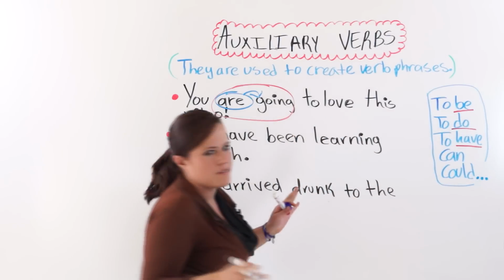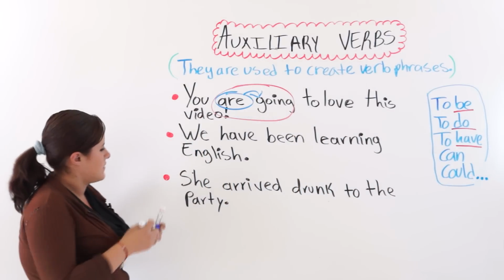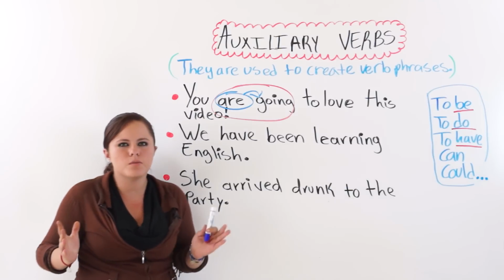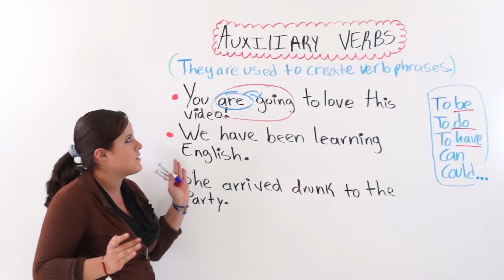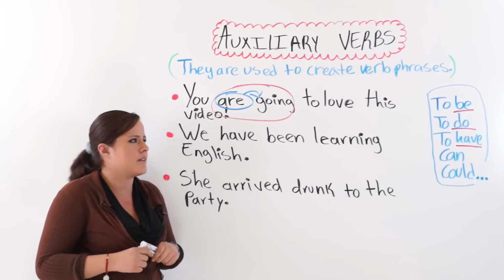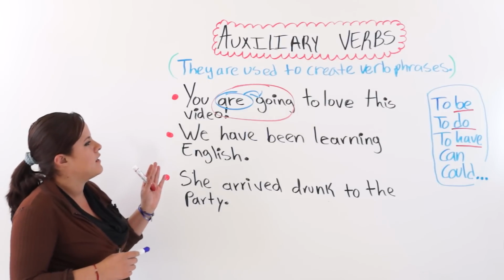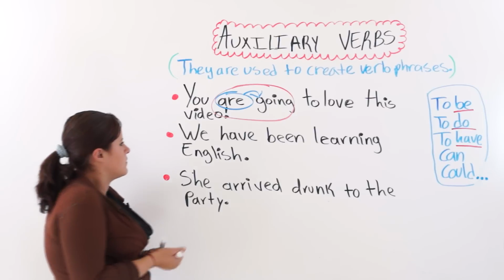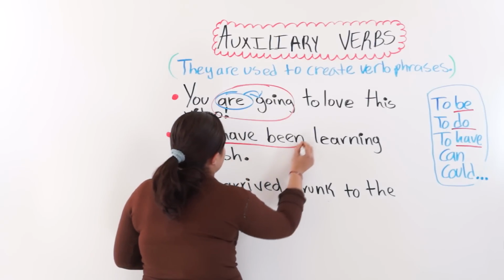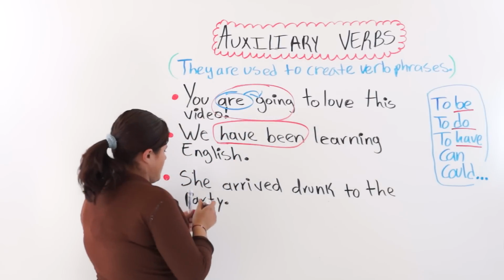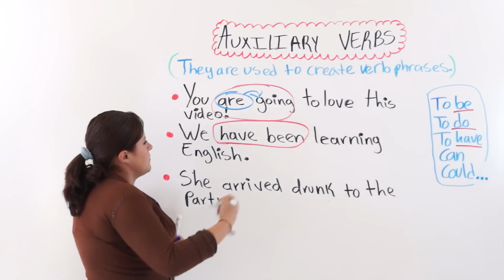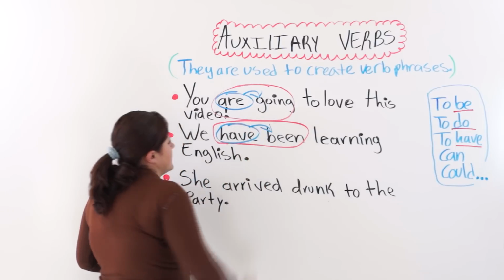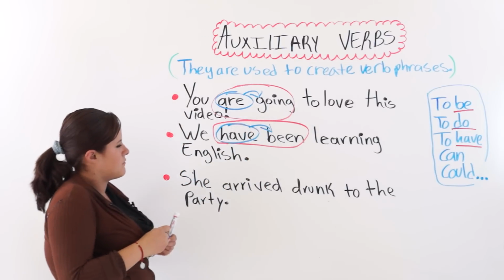All right? Anyways, the next one says, we have been learning English. Do you see any verb phrase there? If we have a verb phrase, we must have an auxiliary verb. We have been learning English. Yes, we do. We have a verb phrase here. So, one of those two must be a helping or auxiliary verb. And there you have it.